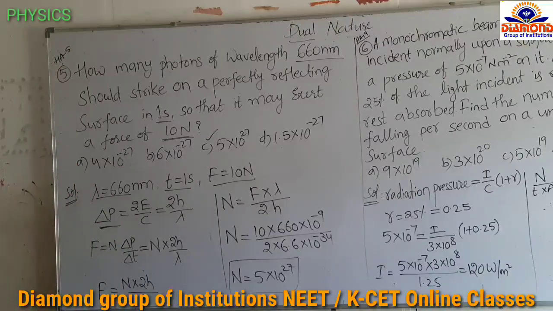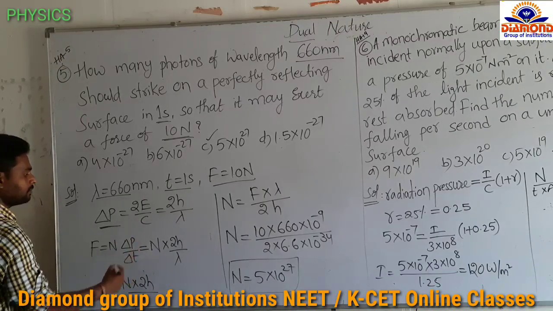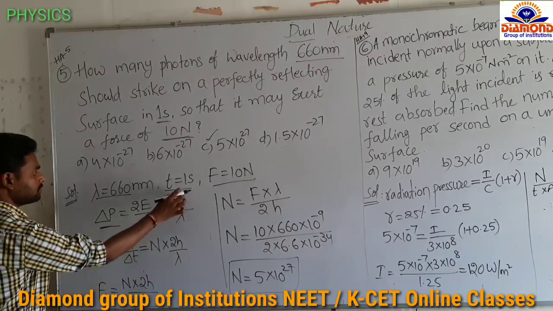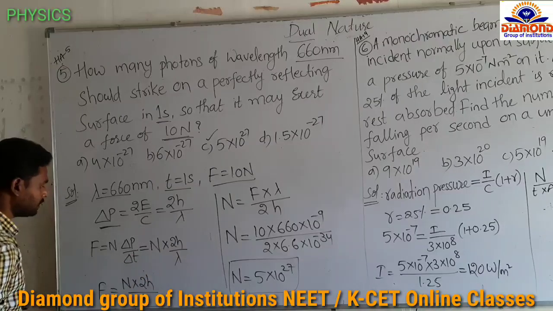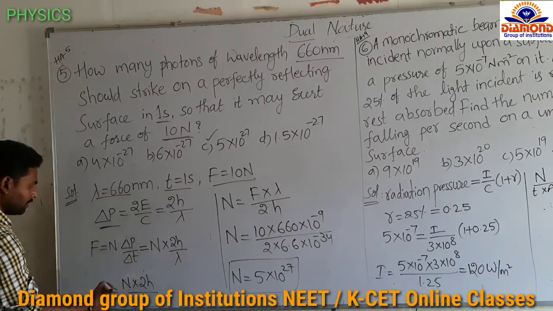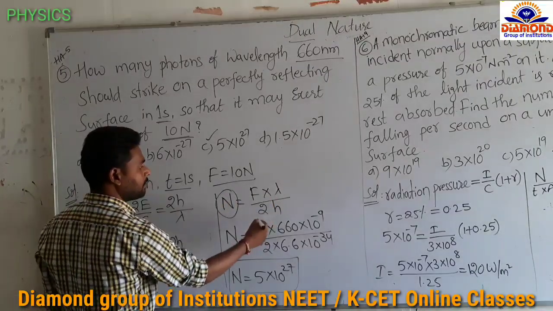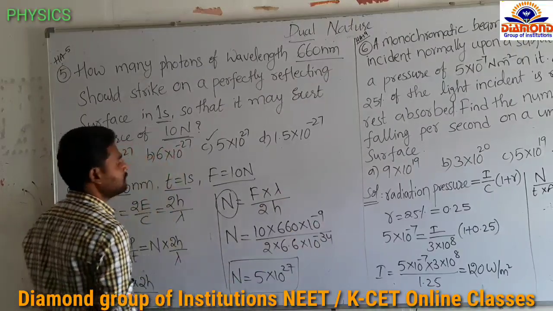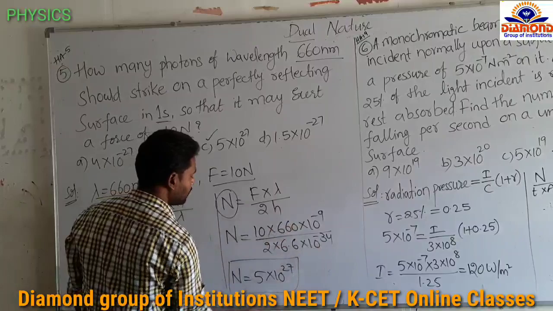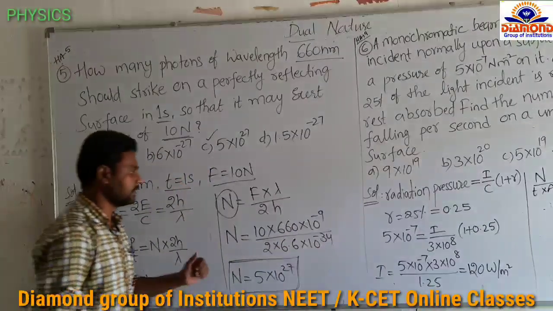If n number of photons are striking, then the force exerted by those n photons is F equal to n into the change in momentum per time. Here you substitute 2h by lambda, and the time period is 1 second, so I am not writing it here. So F equals n into 2h by lambda, and we have to find the number of photons. Number of photons equals F into lambda by 2h. F value is 10, lambda value is 660 nanometers. Substitute these and the value of 2h. Finally, you will get the answer 5 into 10 to the power of 27 photons.